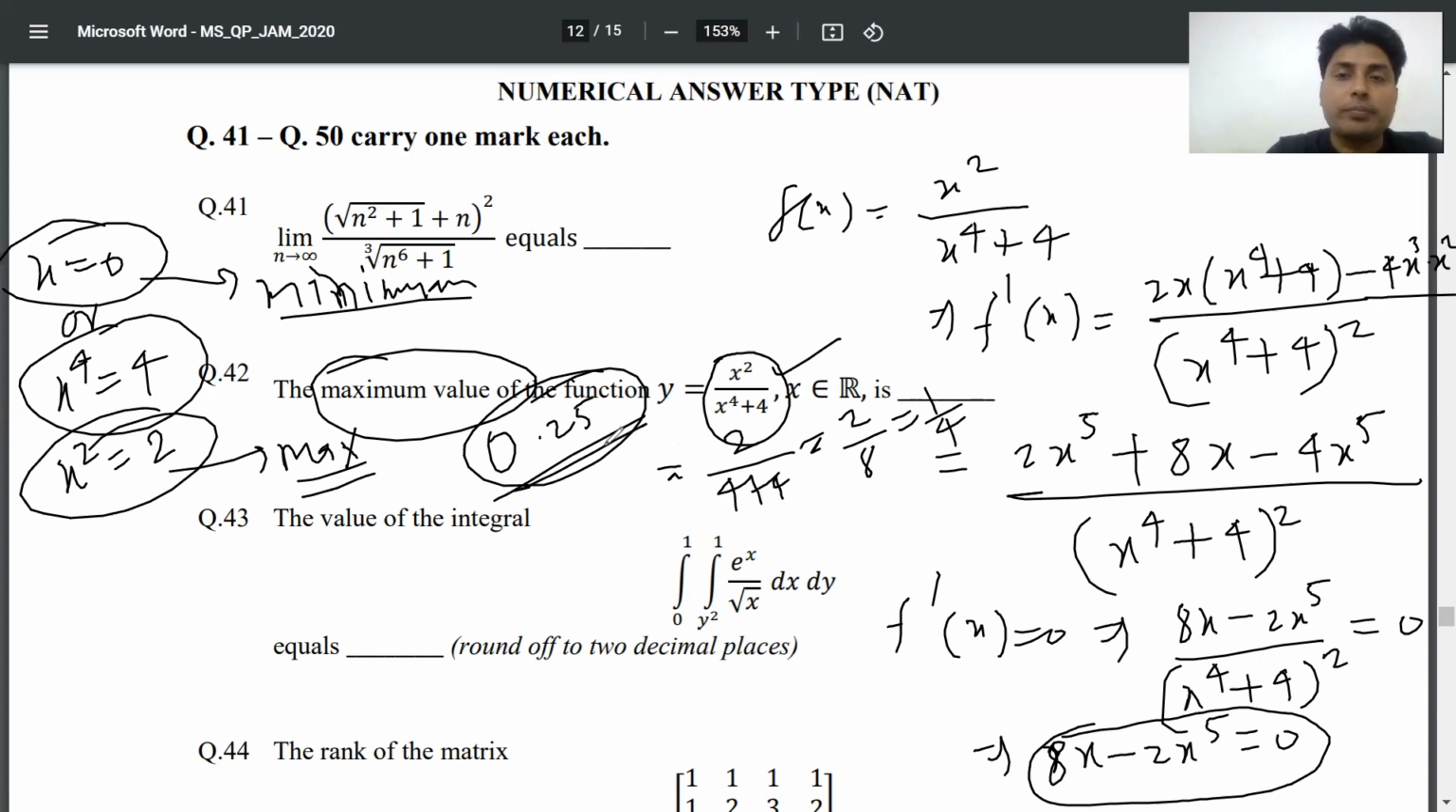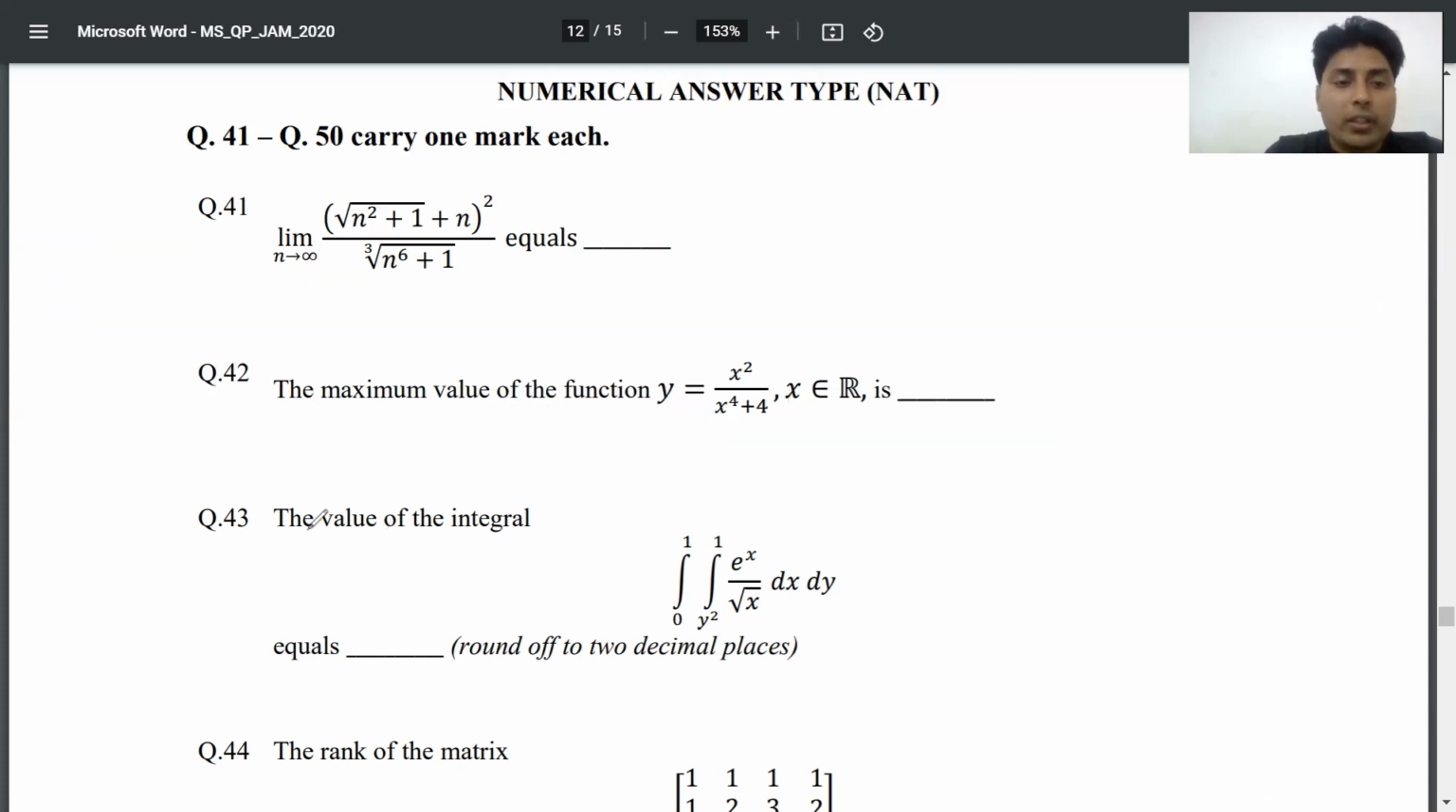So let's come to question 43. 43 is the value of the integral e^x upon root x dx dy, where x has limit y square to 1, and y has limit 0 to 1. Since integrating this function with respect to x is difficult, for simplicity I would like to change the order.